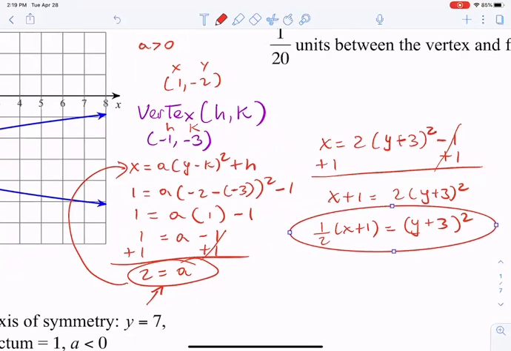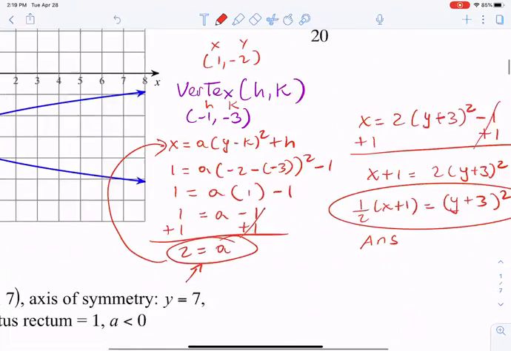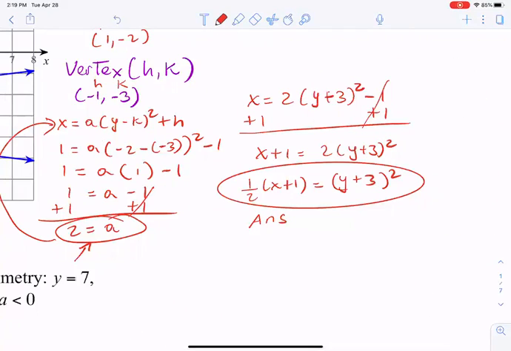So you should be able to understand this situation. If you have any questions or if you're still confused, please just let me know. You have the answer key, so there's no need for me to tell you whether this is right or wrong. But just in case, that was number 10, and number 10 is 1/2 (x plus 1) equals (y plus 3) squared. So that's right. Okay, next problem.